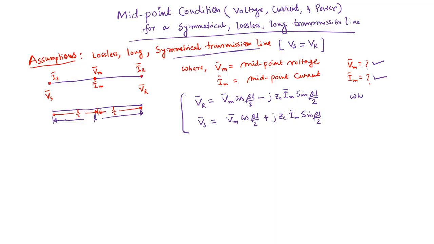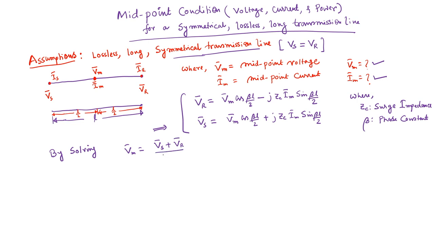Here Z c, as you know, is the surge impedance, and beta is the phase constant. Okay. Now, what we need to do is solve these equations. If we add these two equations together, the I m terms should cancel out. So, we will get V m is equal to V s plus V r divided by 2 cos beta L by 2. Okay.